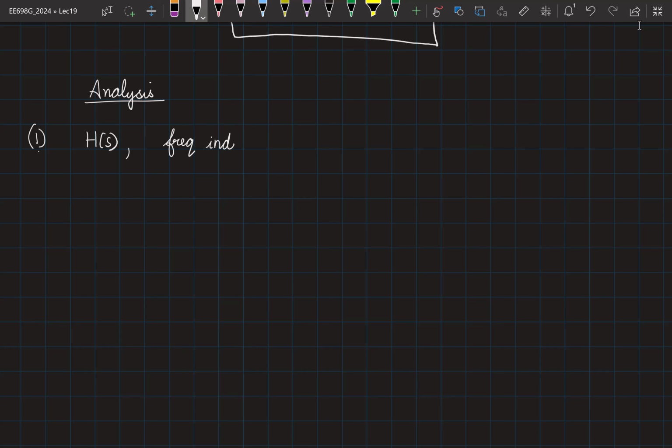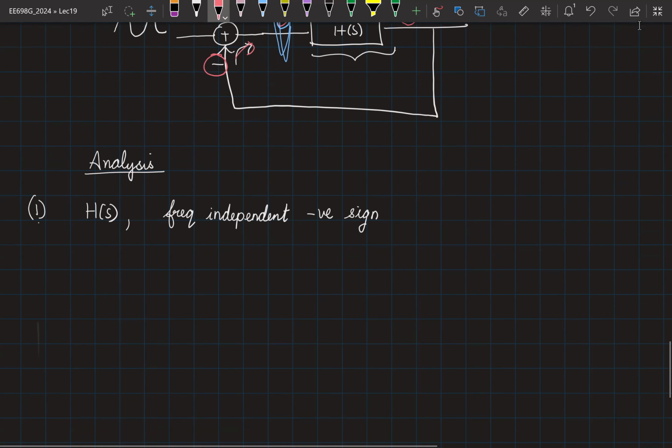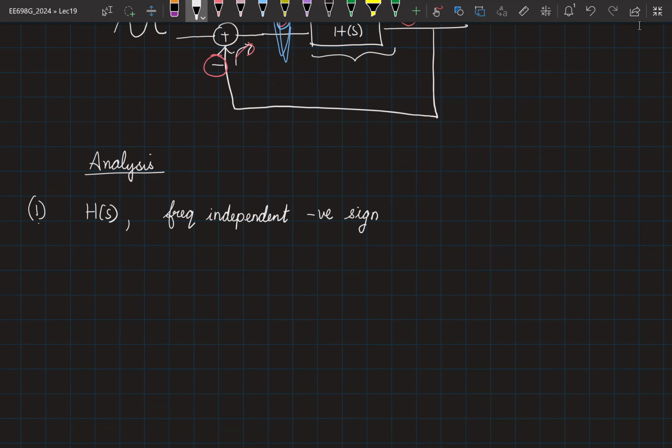independent negative sign. So identify both of them. So here H of S in the figure was this. You also had a minus sign which was independent of frequency. At all frequencies it is giving you a negative sign. So identify both and then you solve for H of j omega naught equal to minus 1.